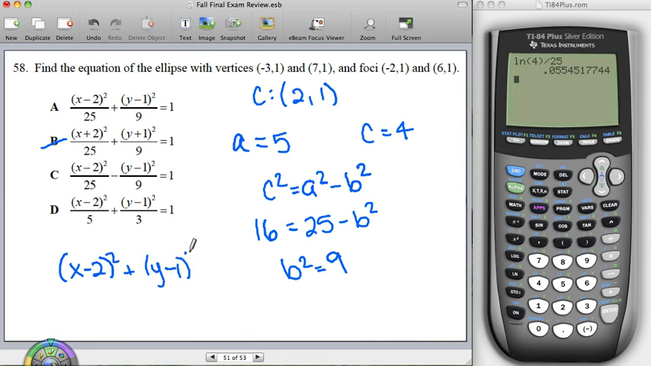Now, if you look at your vertices, it's your x coordinates that are changing, which means it is a horizontal ellipse, so it's longer horizontally. So the bigger number is going to have to be underneath the x, which means b squared is going to be underneath the y. So my solution for this is a. Oh, you could have eliminated C as well because of the minus. That indicates that it's a hyperbola. So 58 is A.